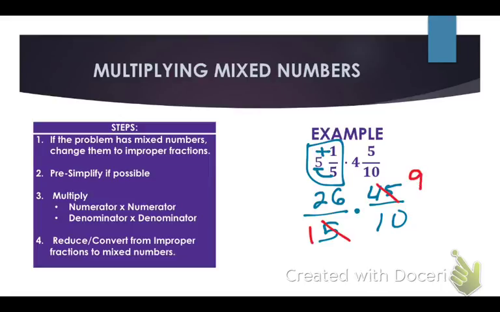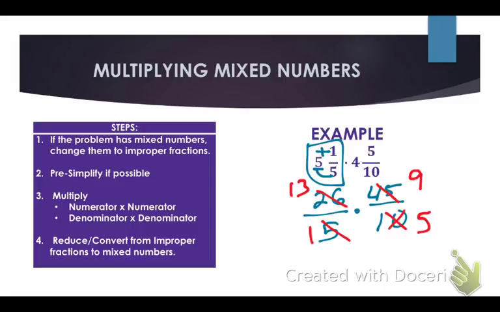I can also do 10 and 26 because those are both even numbers, and if I remember the divisibility rules, this is where it helps. 2 goes into 26 13 times, and 2 goes into 10 5 times. Now, I know that I'm done. There's nothing else for me to pre-simplify because 13 and 5 are prime. 9, nothing goes into it, and we have a 1, which is just a 1.